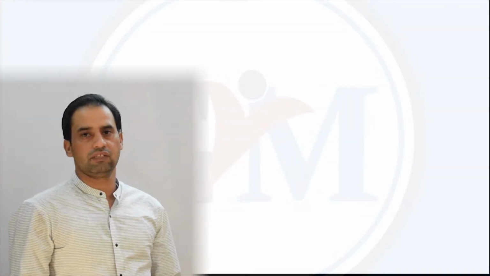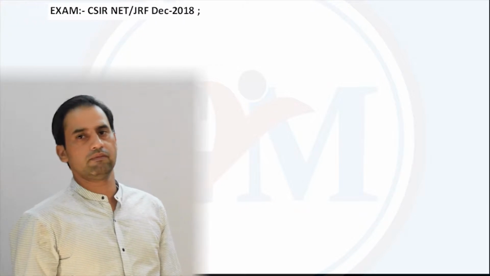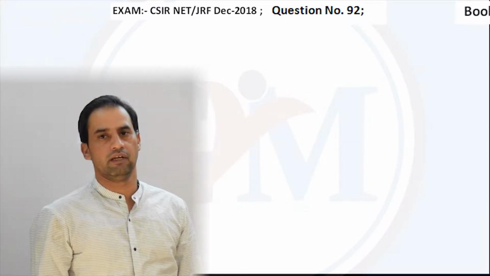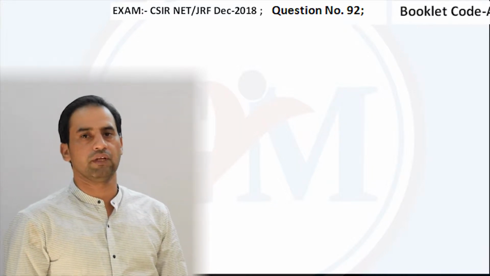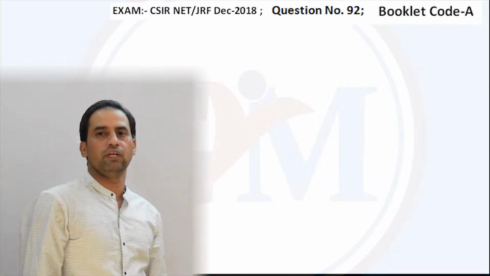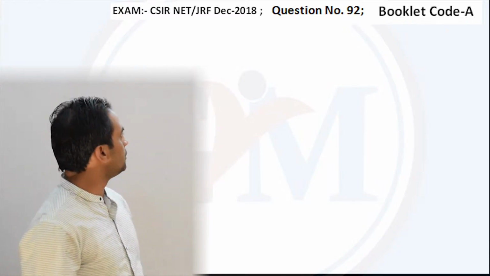With another question. This is from CSIR NET JRF December 2018. Question number is 92. Booklet code is A. So this question is from differential equations, ordinary differential equations, and based on the variation of parameter. Let's start with the question.